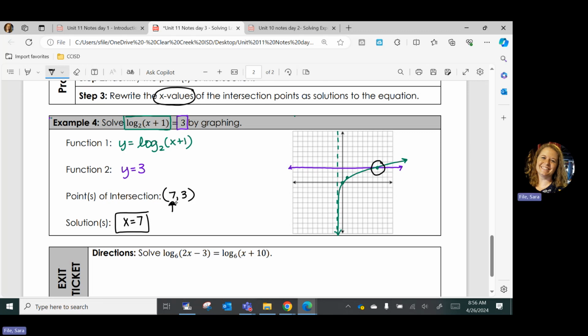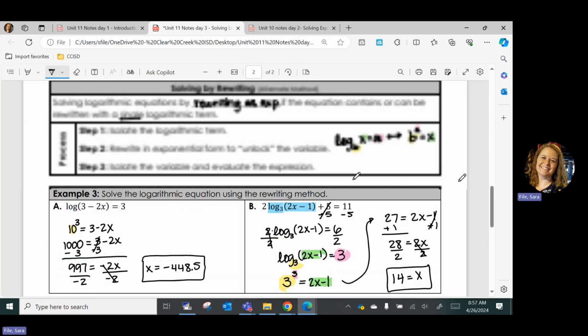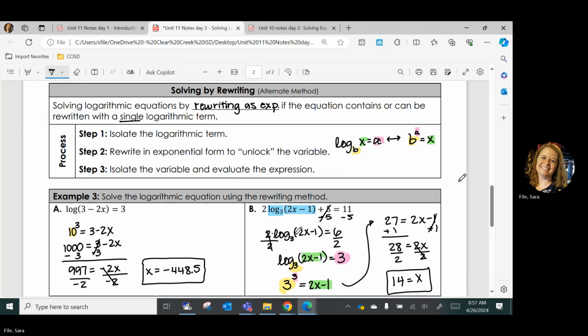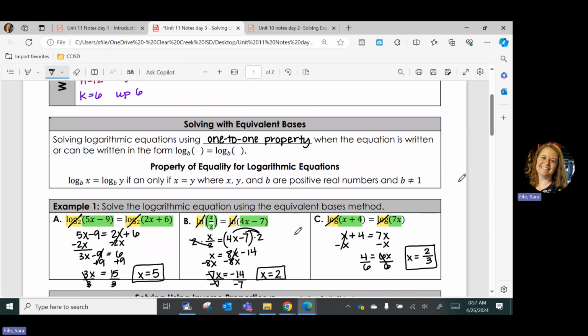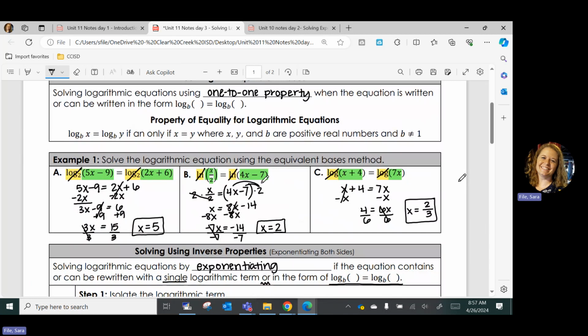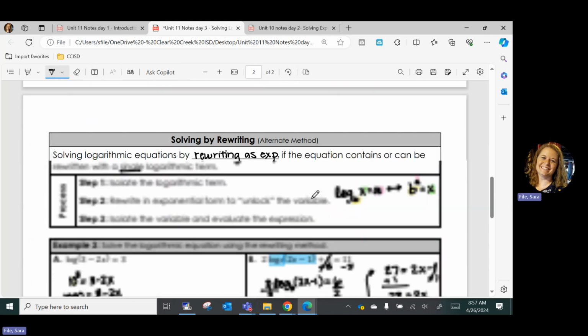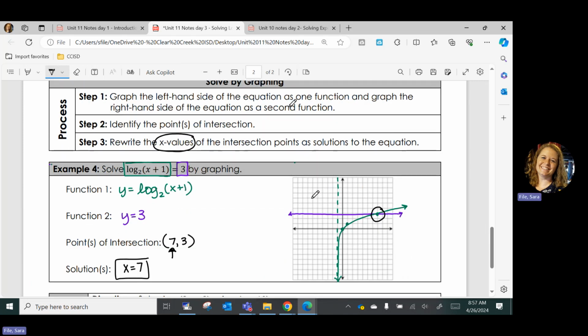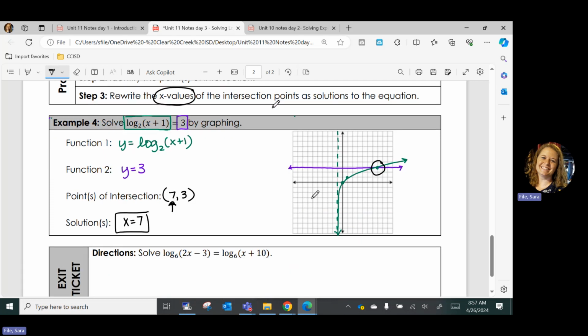So that's another way that you can solve logs. So you can solve them graphically by putting the left side and the right side as their own functions and finding the point of intersection. If they're single logs, you can rewrite them as exponentials. If it's a log on both sides, you can use the one-to-one property. Okay, those are my recommendations. Graphing can be with either a single log or a log on both sides. You can use graphing.